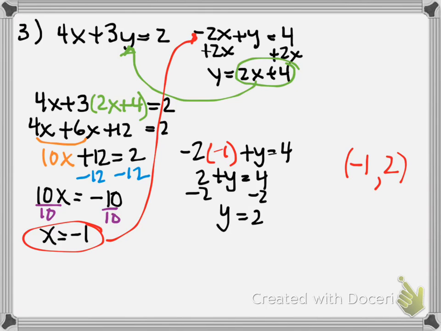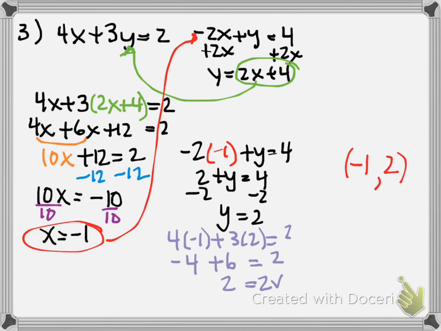So now I'm going to check and see if 4 times the x value plus 3 times the y value actually equals 2. Different signs make a negative product. I get negative 4 plus positive 6. Does that equal 2? Signs are different. I'm going to subtract bigger numbers positive. 6 take away 4 is 2. And I get 2 equals 2. So it satisfies the first equation. Let's check the second one.